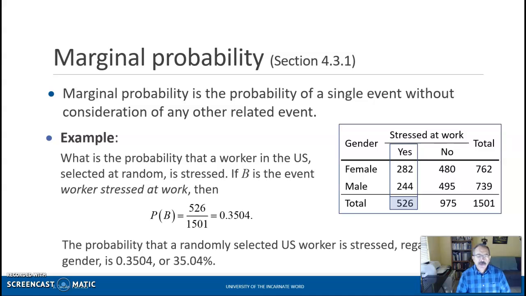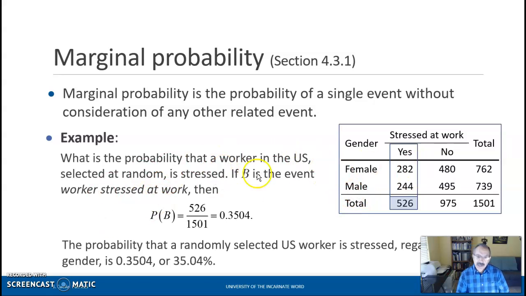Now that we reviewed the structure of a marginal contingency table and how it's arranged and all these properties, let's look at the calculation of probabilities where we rely on a contingency table. So the first one is what is called the marginal probability. The marginal probability is the probability of a single event without regard to any other related event.